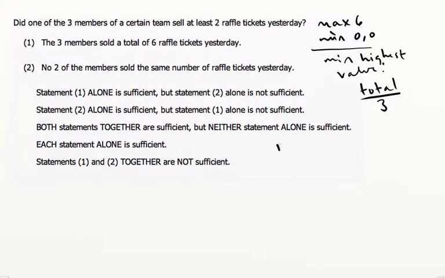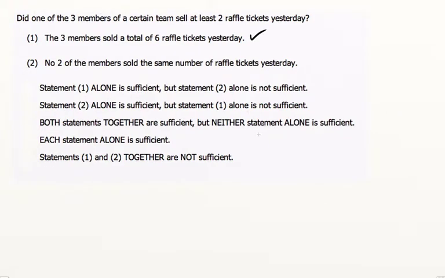So let's look at statement 1. The 3 members sold a total of 6 raffle tickets. So our total is 6, of course. And if we minimize the highest value, that gives us 6 over 3, which is 2. So of course that is at least 2. That is sufficient. So now we've got statement 1 squared away.